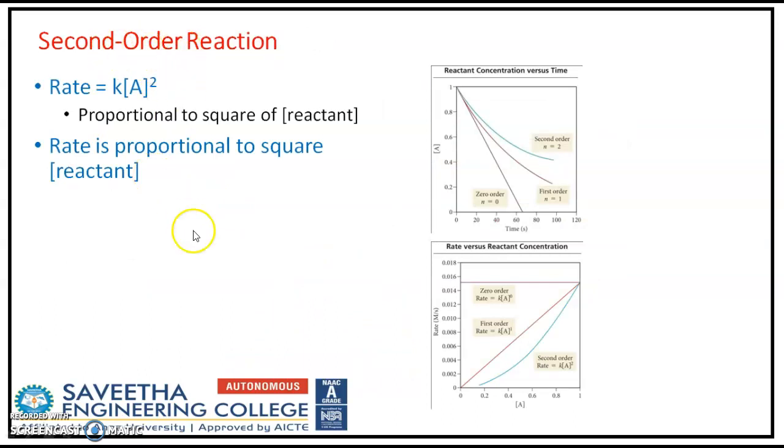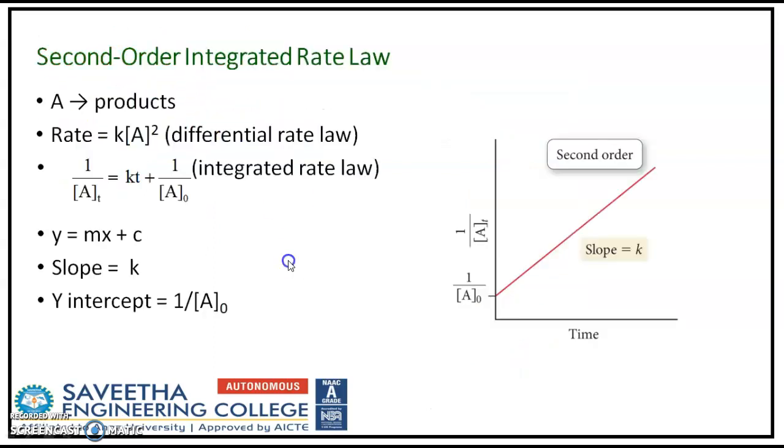Now, coming to the second order reactions, the rate is equal to k into A to the power 2. It is directly proportional to the square of the reactant concentration. A gives product. This is the differential form. If you integrate it, 1 by At is equal to kt plus 1 by A naught. If you draw a graph between 1 by A at time t and time, we'll get a graph like this with a slope of k and the intercept is 1 by the concentration of A at time 0.